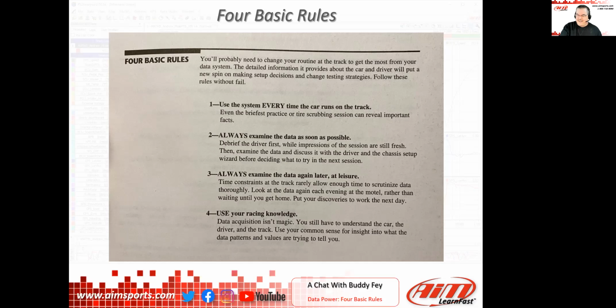Interesting. And for our guys that are watching this that have some good basic AIM data systems, they have the ability to do basically what you said. Maybe a lot of them wouldn't do the strain gauges, but they're pretty close to everything you just talked about. Perfect.